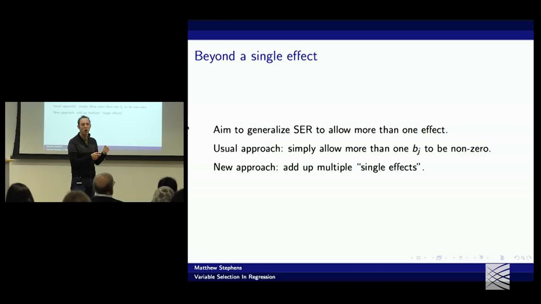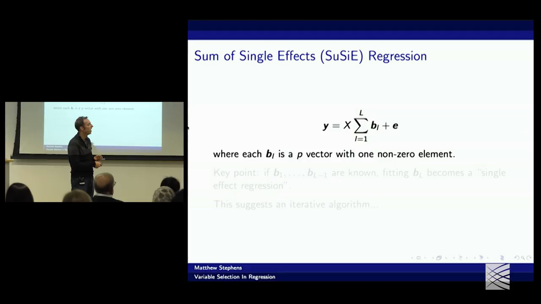Seems natural. So we're going to take a different approach, which I think ends up really simplifying the inference: we're going to add up multiple single effects. What do I mean by that? I'm going to change my model. Instead of having one B vector that has one non-zero effect, I'm going to have L B vectors, each of which has one non-zero element. When I add those up, I end up with a vector that has L non-zero elements, unless two of them happen to overlap, which I don't rule out, but which will have low probability if L is small compared with P. But it could happen.